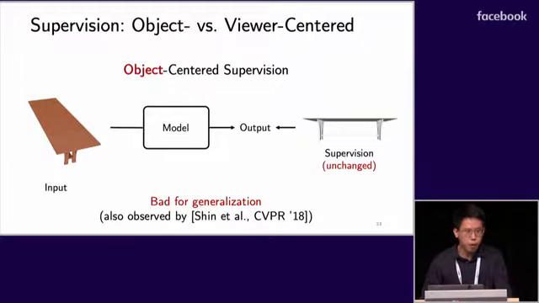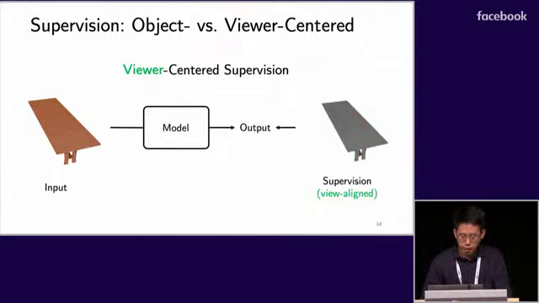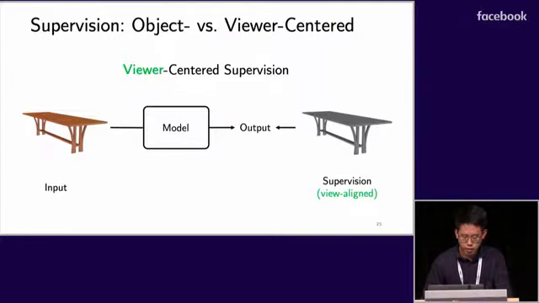This has also been observed by Shin et al. in this year's CVPR. In contrast, viewer-centered supervision requires the model to predict not only the 3D shape, but also its 3D pose. So if our input view changes, your supervision rotates accordingly. Although this makes reconstruction more challenging, we believe this is the right way to go for generalization, since canonical pose is not really defined for an unseen class.